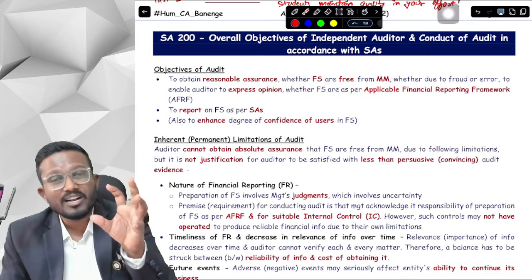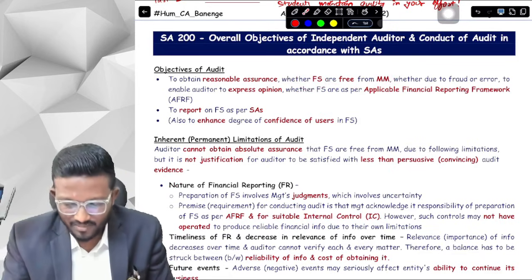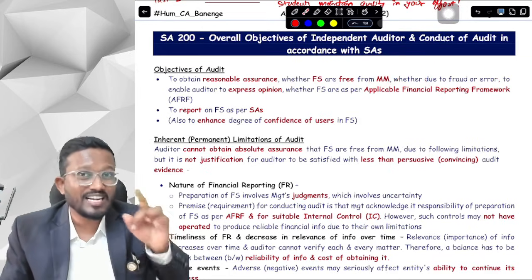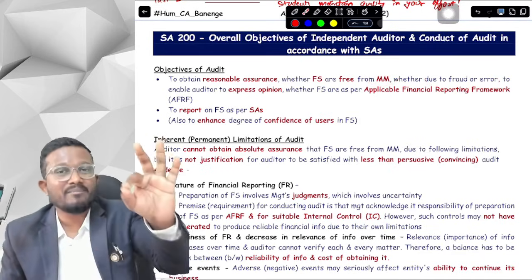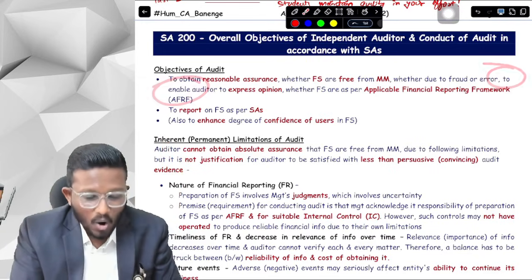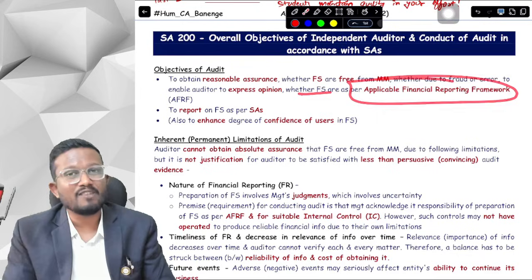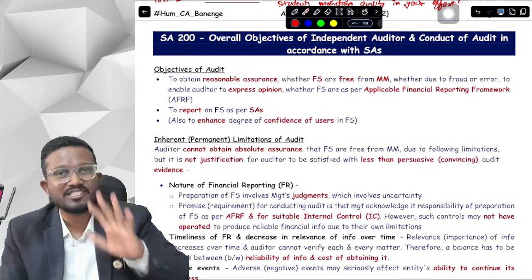What is meant by free from material misstatement? The financial statements don't have any misstatement, whether due to fraud or error. I told you that the material misstatement can be due to fraud, that is intentional, and can be due to error, that is unintentional. So there is no material misstatement in the financial statements, so that the auditor is able to express an opinion whether the financial statements are prepared as per AFRF or not. AFRF is the applicable financial reporting framework based on which the financial statements are prepared.